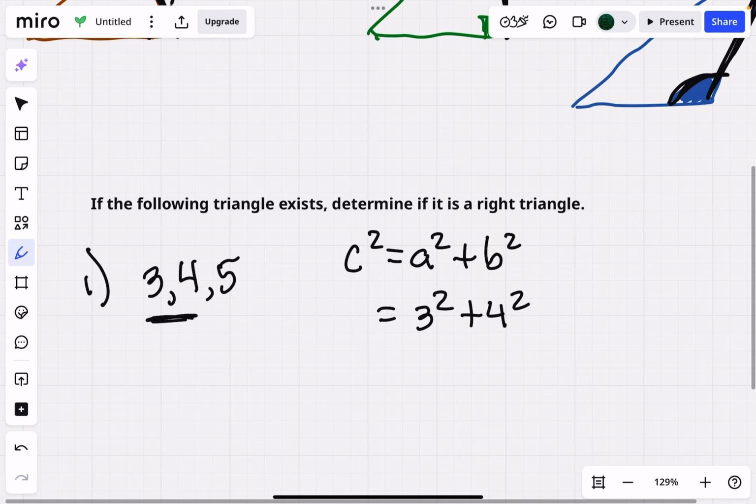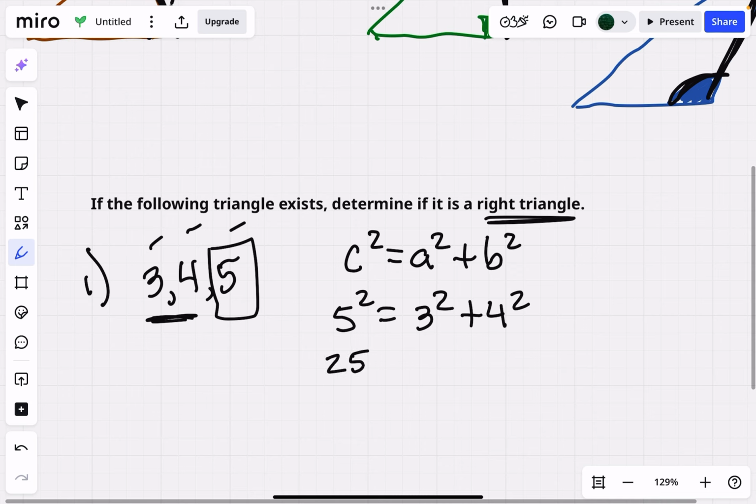And according to the Pythagorean theorem, if it's a right triangle, which is what they're asking us for here, then it has to be equal to 5 squared. 5 is the longest side out of the 3, and we call that the hypotenuse. So we have leg, leg, and hypotenuse. Well, okay, now, so let's simplify.